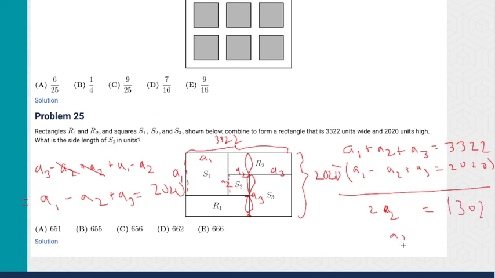So you have A2 is equal to 651, if my math is right. And that gives us A.